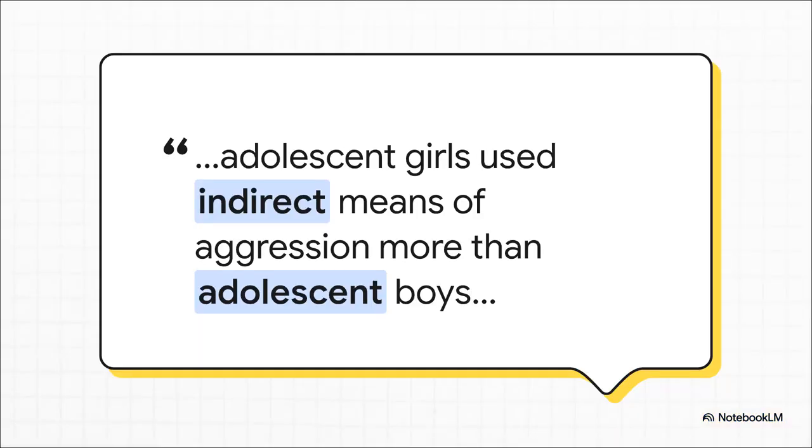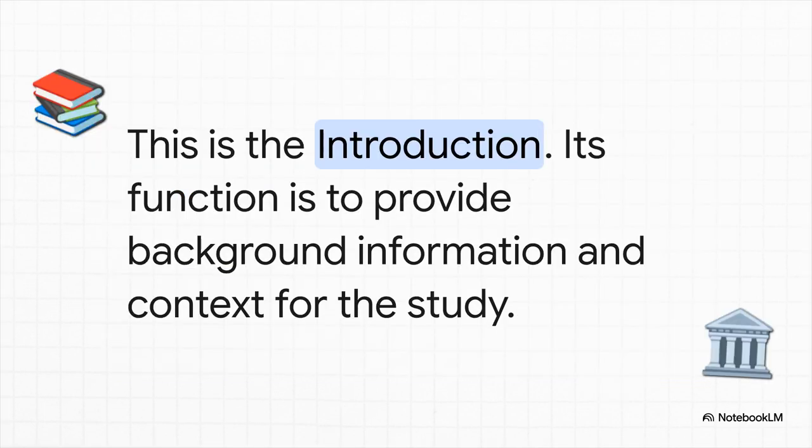Okay, let's look at the first sentence from our example. It starts by telling us what other studies have already found. It says that in the past, research showed adolescent girls used more indirect aggression, while boys used more physical aggression. This is the background information we need. You see, this sentence is doing a very specific job. It's part of the introduction, and its function is to give us the background and context for the study. It's setting the stage for what's to come.